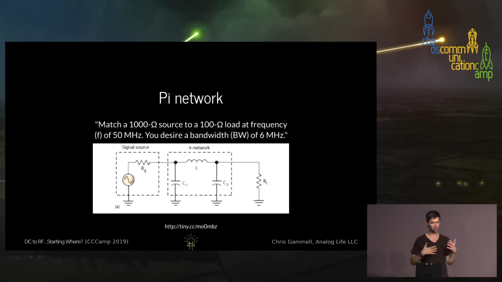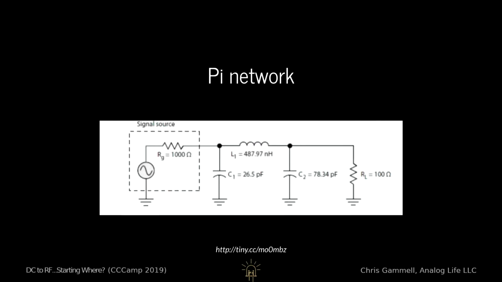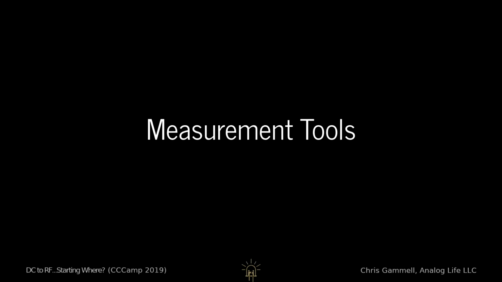So as a simple example, a pi network is one way to normalize your output and your input. In this case, a 1,000 ohm source, which is on the left here, and then you have your little networks of inductors and capacitors, and then your load in this case would be an antenna at 100 ohms. You want to normalize these things at 50 megahertz and a bandwidth of 6 megahertz. Basically, there's a bunch of calculations you can do. Again, we're skipping math, but you can find values that allow you to match up your signal source, in this case an amplifier, and your antenna, and they work better together. It's going to have the maximum output that you can have here. Let's talk about some of the measurement tools that would get you to this point and understand this in the first place, right?